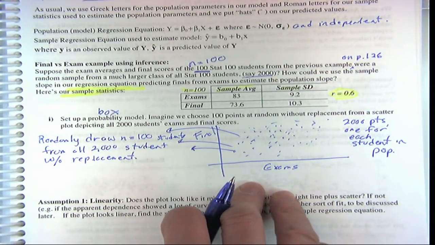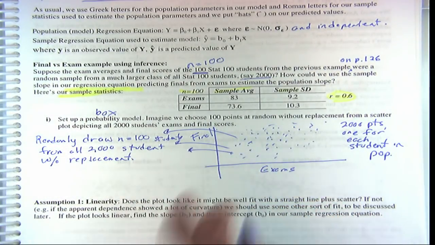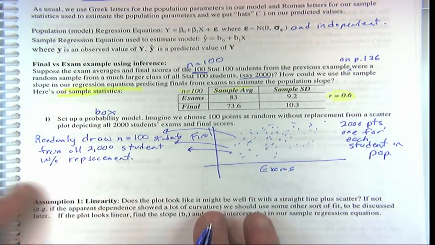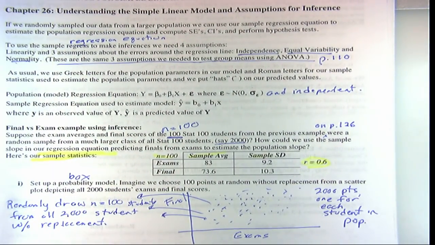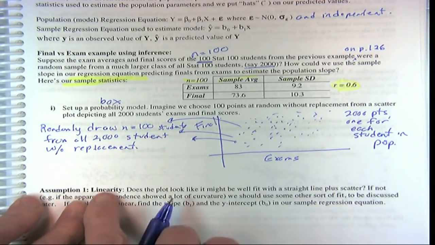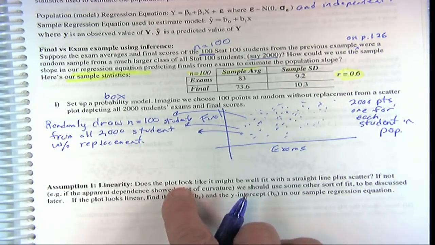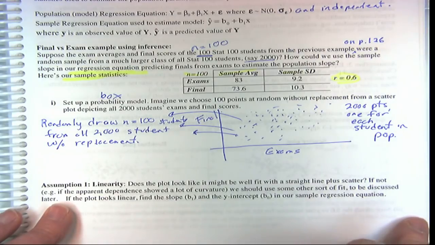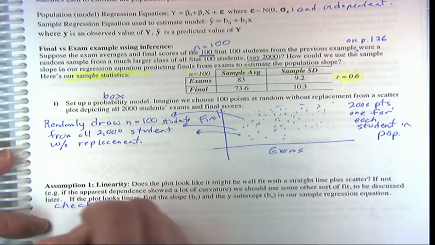Okay, so that's the model. And now we get this scatter plot with 100 points. And now we have to check this scatter plot and see if it satisfies our 4 assumptions. Before we go on and do anything, we have to see if it satisfies these assumptions. And the first one is linearity. So we have to say, does our scatter plot with 100 points that we drew out of here look like it will fit a straight line plus some scatter? Okay, so we have to check for linearity first.